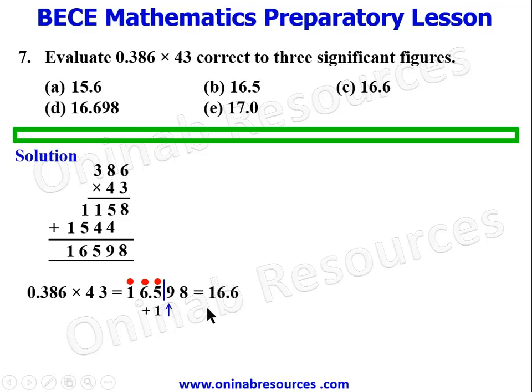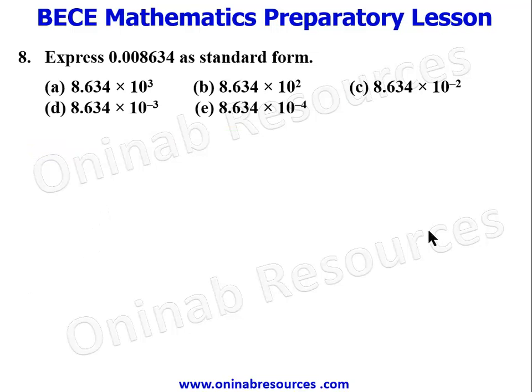So our answer becomes 16.6 to 3 significant figures. And the correct option here is option C. And that is the end of solution to problem 7. We go to problem 8.